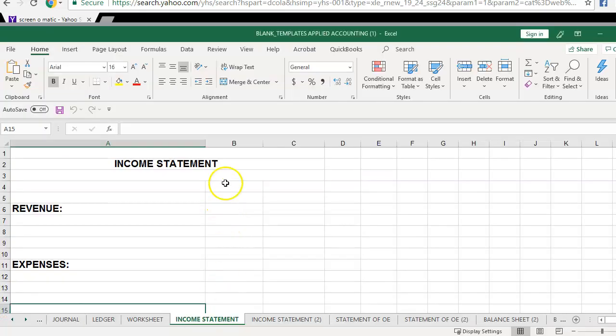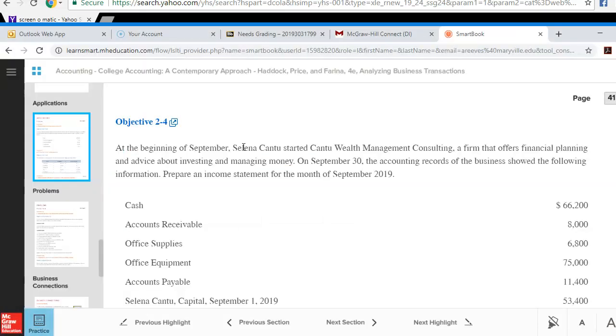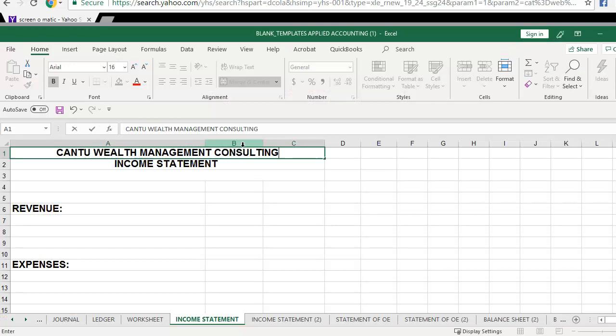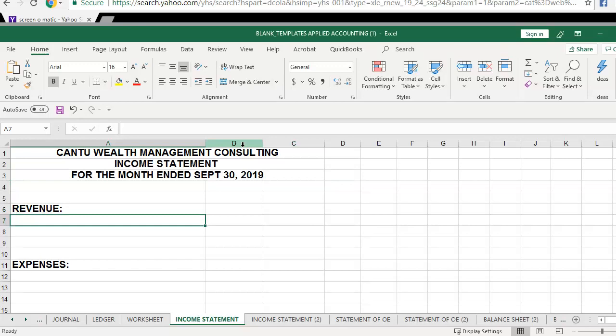So I'm going to pull up the templates that you all have on the Blackboard site under the blank templates. So the name goes first. It was Cantu Wealth Management Consulting. All right, that's the name. We're preparing an income statement, and it's for the month ended September 30th of 2019. So the heading always goes first: the name of the company, the type of statement, and the time period being covered by the financial statement.